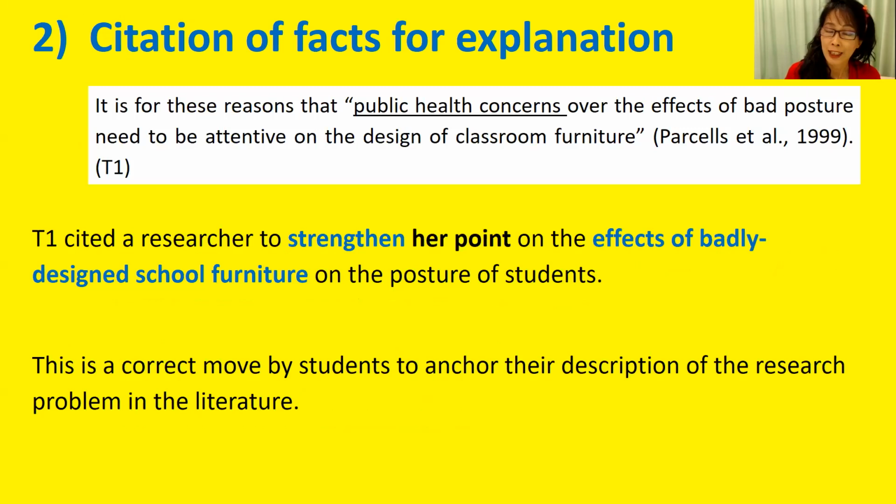Number two, students like to cite facts to help them explain. You see, T1 studied the furniture design of the classroom, the tables and chairs for students, and cited Passos et al. 1999 to say that there are public health concerns over the effect of bad posture on the students. This is a correct move by students, to anchor the description of the research problem in the literature.